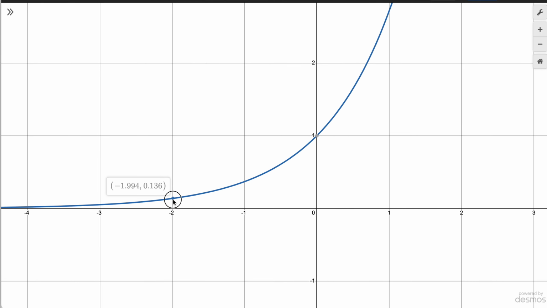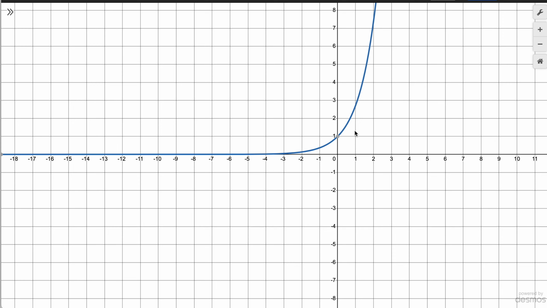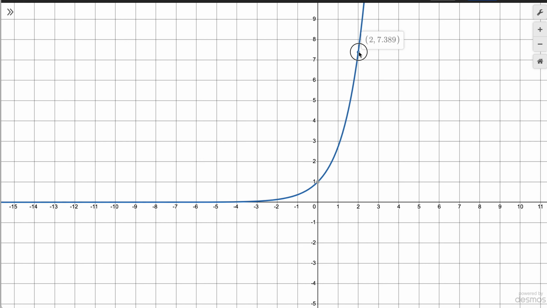So at -2, the value of this function is going to be 0.135. And then at -1, we have the value 0.368. At 0, the value of the function is 1, right, which makes sense because it's an ab to the x function. At 1, the value of the function is 2.718. And then at 2, the value of the function is 7.389.